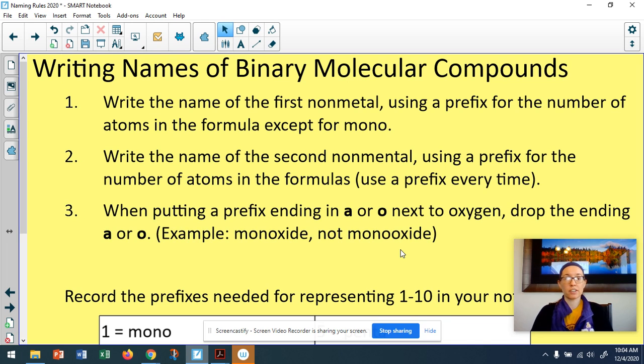Hello and welcome to our discussion on our next type of naming compounds. We're going to be looking at something called binary molecular compounds.